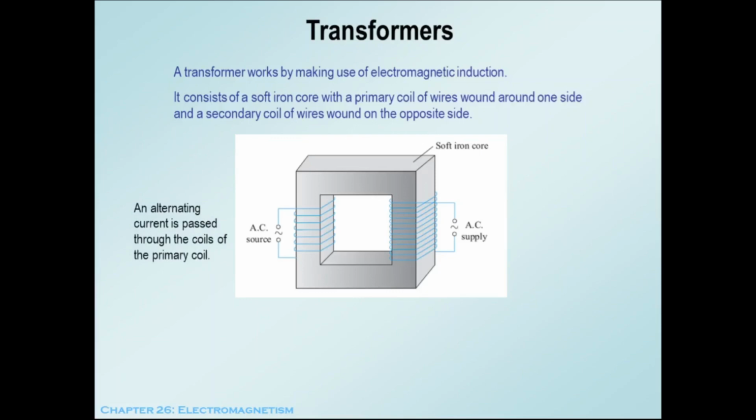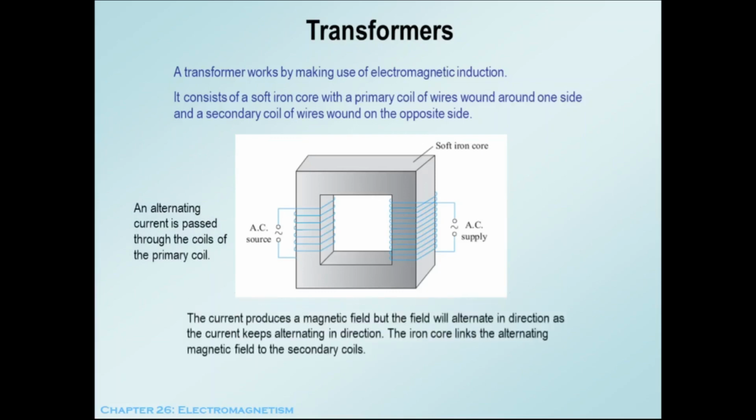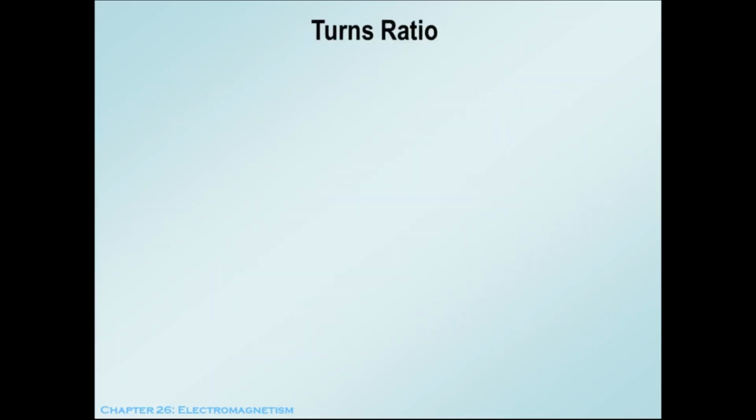An alternating current is passed through the primary coil. The current produces a magnetic field, but the field will alternate in direction as the current keeps alternating in direction. The iron core links the alternating magnetic field to the secondary coils. As the magnetic field lines cut across the secondary coils, an alternating EMF is induced in the coils.